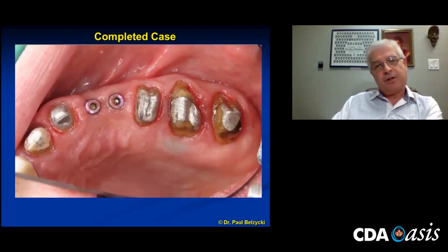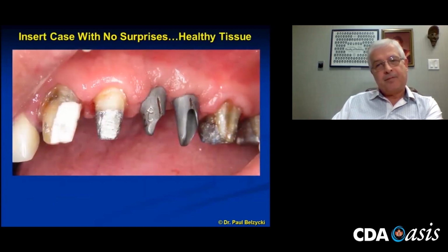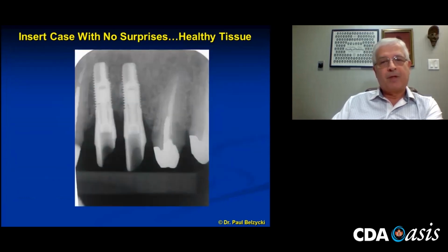The day of insertion. The case, there are no surprises because I've worked out all the surprises. I had plenty of surprises, but I worked them out before the last day. So I've got healthy tissue. Insert the abutments on the teeth and make sure to take a check radiograph because you can be fooled. You can get hung up.